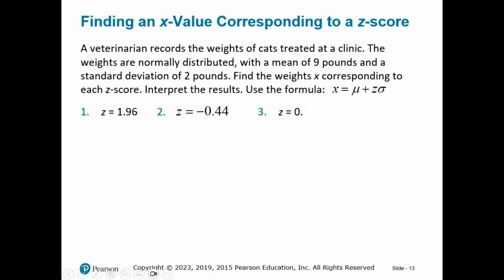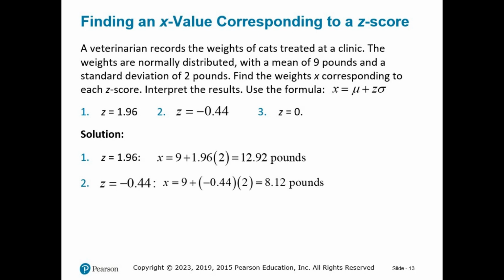Okay, number 1 is z equals 1.96. So let's apply the formula. x equals mean plus z times standard deviation. So x equals 9 plus 1.96 times 2 equals 12.92 pounds. All right, let's try number 2. z equals negative 0.44, so x equals 9 plus negative 0.44 times 2 equals 8.12 pounds. So our answer is 8.12 pounds.